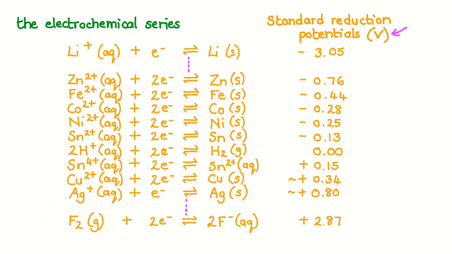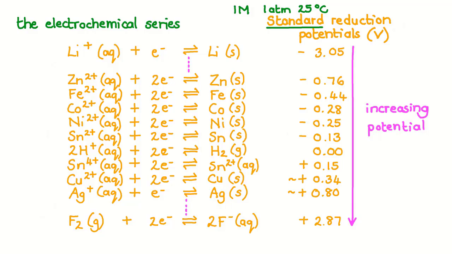The series shows the electrode potentials of the metals and other substances in volts. These potential values are for standard conditions. Again, those conditions are 1 molar concentrations for the electrolyte solutions, 1 atmosphere pressure, and 25 degrees Celsius. The substances are listed in order of increasing potential.